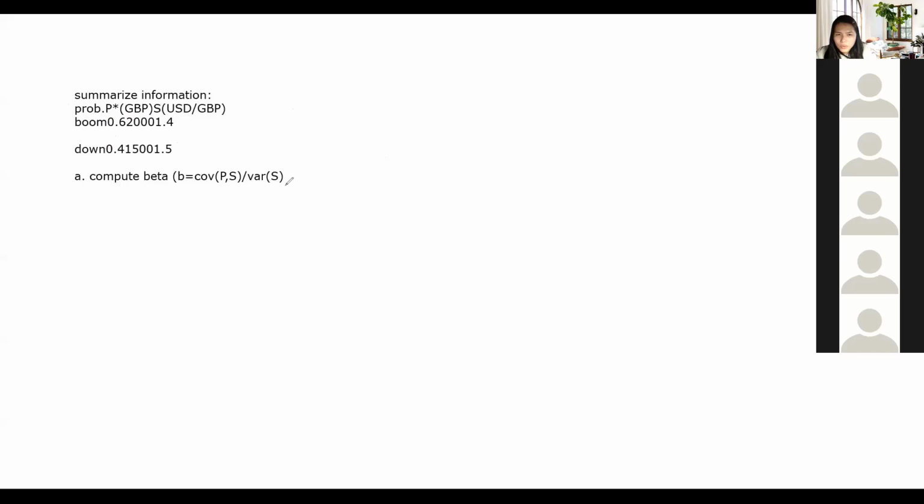Alrighty. So let's compute the beta. Normally this kind of question will be done easier on Excel. So what I normally do is set up an Excel spreadsheet, and then I just use the Excel formula to compute the numbers for me. Normally I'm going to have a table that looks like this. I'm going to have the probabilities for each of the scenarios, so let's call this 1 and 2. Then I'm going to have P star, so 2000 and 1500. Then I'm going to have S, which is 1.4 and 1.5 in this case.